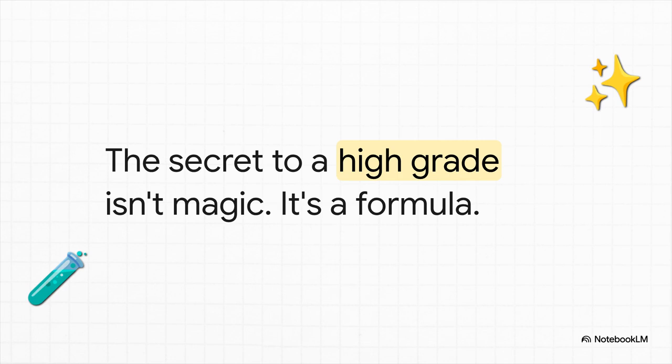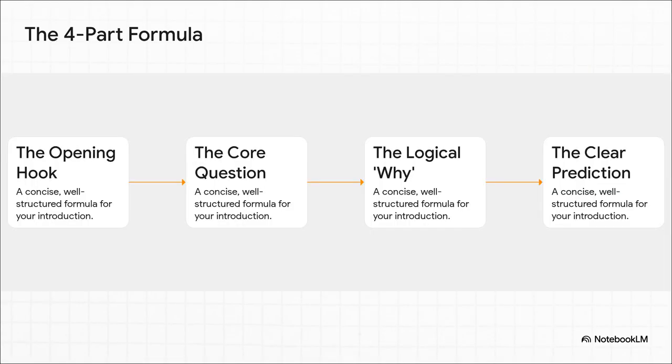And that right there is the big secret. A top-scoring introduction isn't about using fancy words or writing a giant literature review. It's about following a clear, logical, and honestly, a surprisingly simple formula that you can use every single time. And here it is. This is the formula. It's just 4 steps that take you from a really broad idea all the way down to a super specific point. First up, you have the opening hook to grab the reader's attention. Then the core question to say exactly what you're studying. After that, the logical why explains your reasoning. And finally, the clear prediction makes a testable claim.